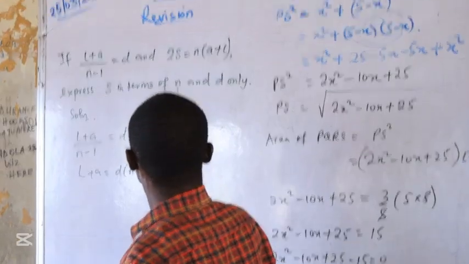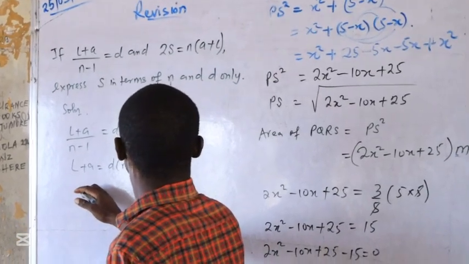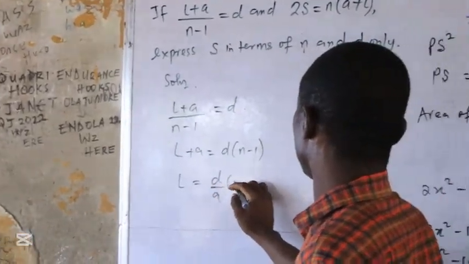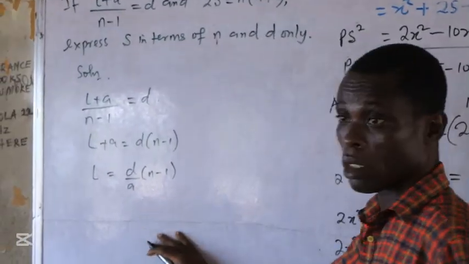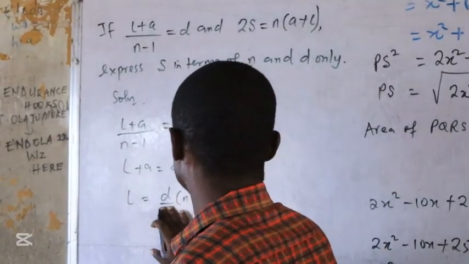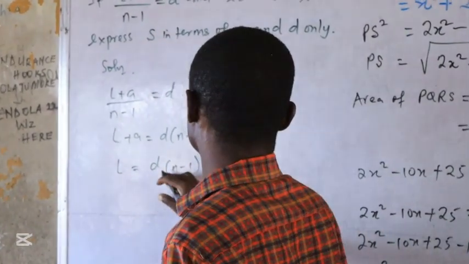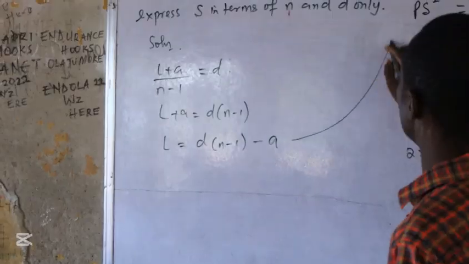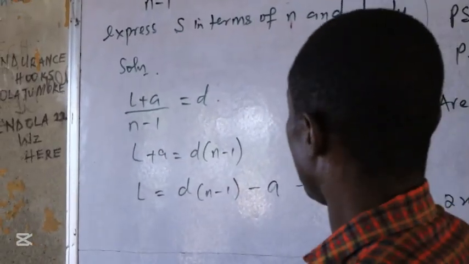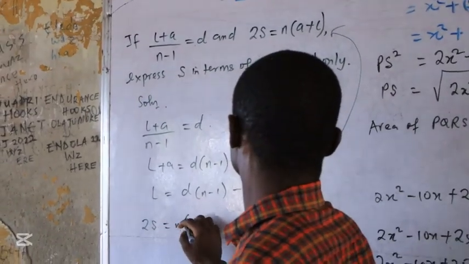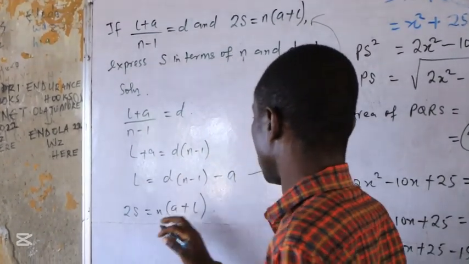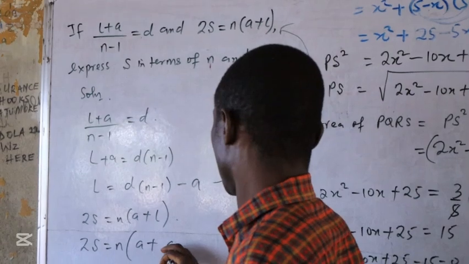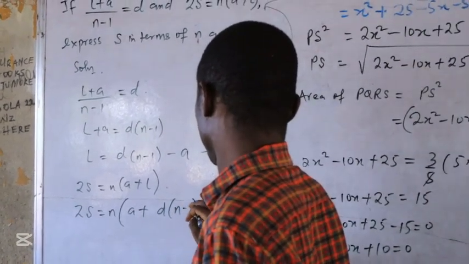Okay? Let me make L the subject. L is now d(n - 1) minus A. L equals d into (n - 1) minus A. Now, from this equation, we can substitute this in this one. 2S equals n into (A + L), where L is this. 2S is equal to n into A plus, what is L? d into (n - 1) minus A.